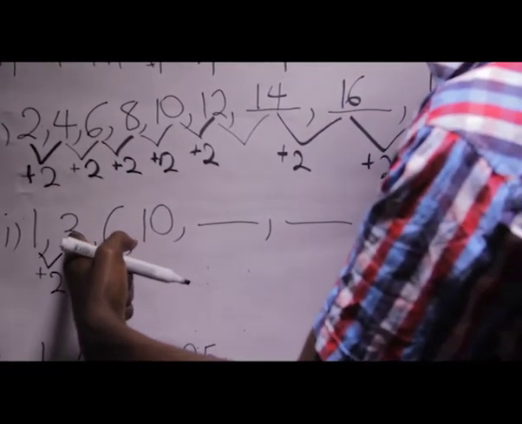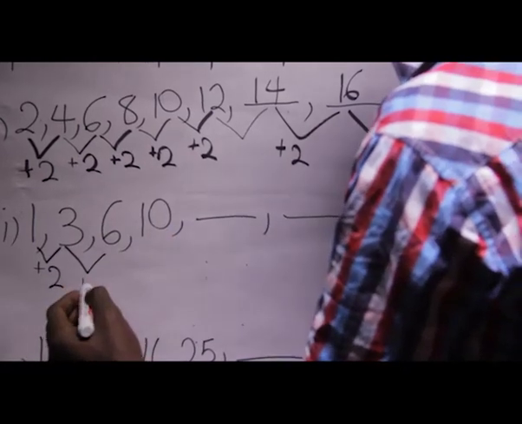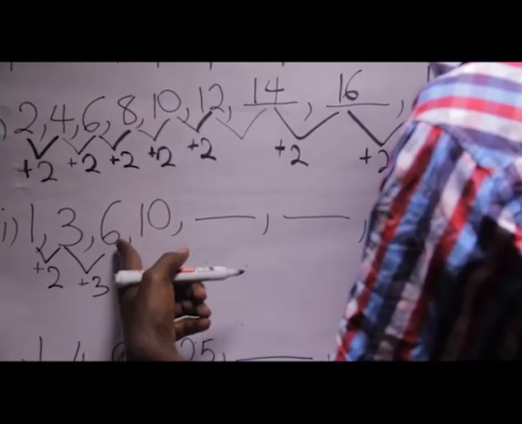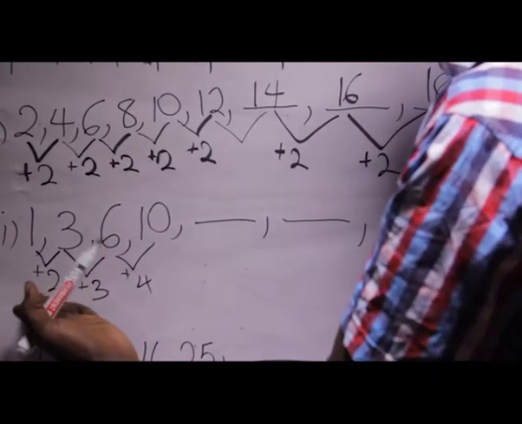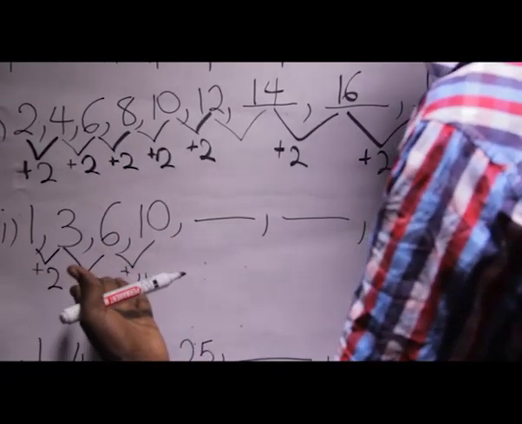And then, which number is added to 3 to get 6? We see that they added 3. Which number is added to 6 to get 10? We see that they added 4. When you look at the sequence here, it is 2, 3, 4.